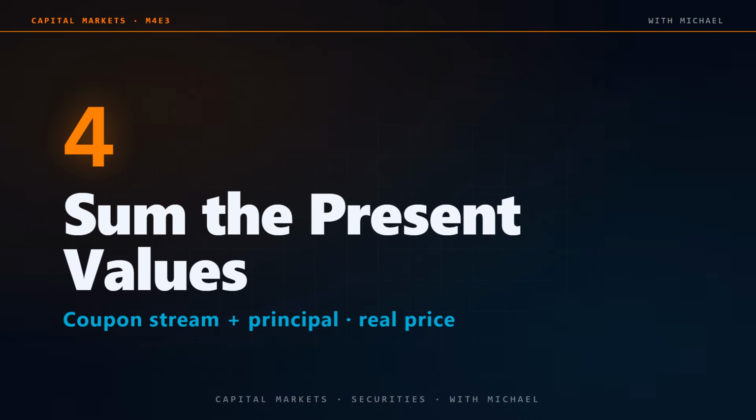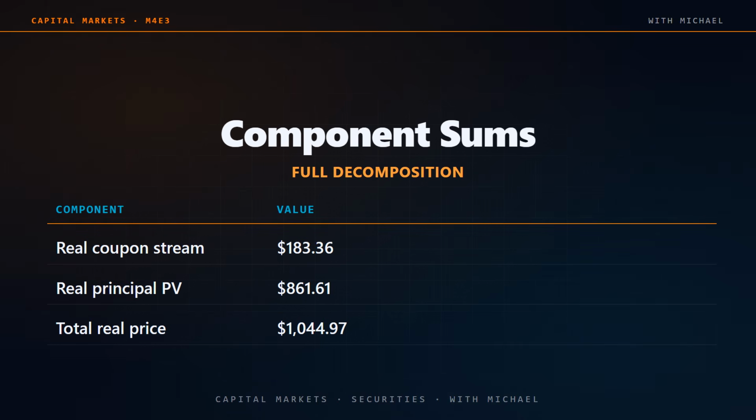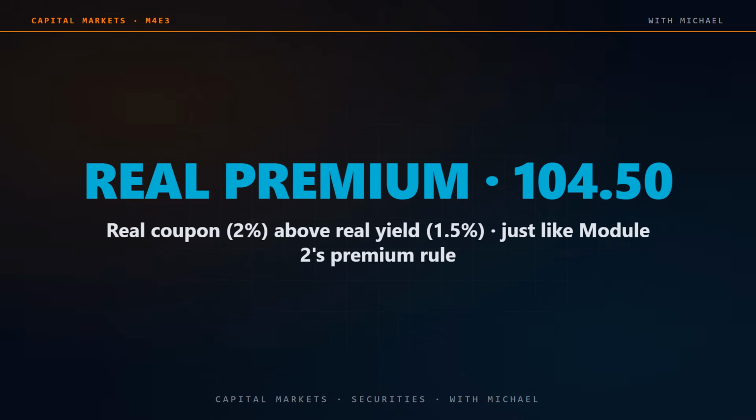It is at a real premium. Why? Because the real coupon of 2% is above the real yield of 1.5%. Just as with conventional bonds, if the coupon exceeds the yield, the bond trades at a premium. The same three states apply to linkers. Real coupon equals real yield gives real par. Real coupon above real yield gives real premium. Real coupon below real yield gives real discount.